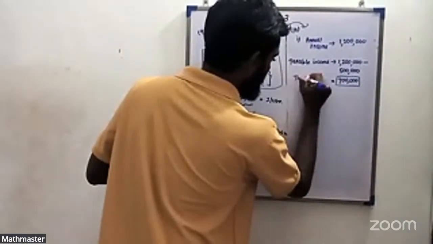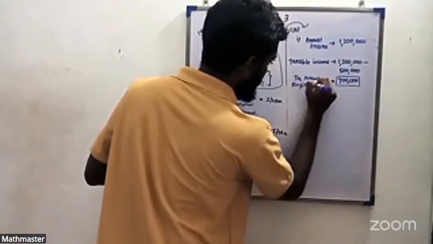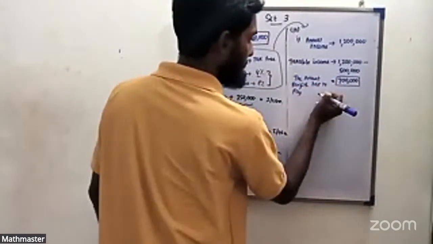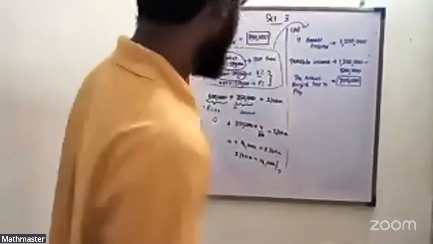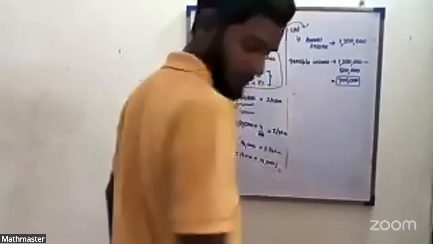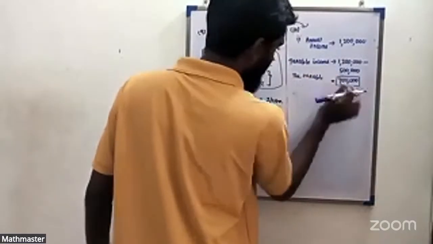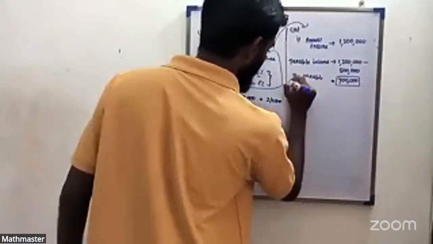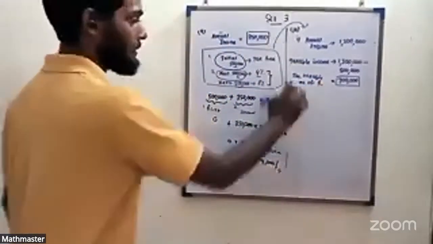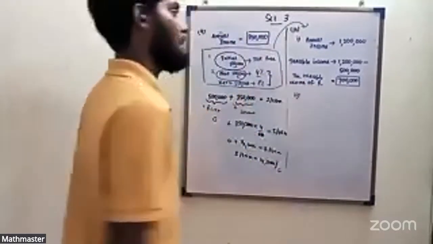So the taxable income of Ranjit, for this income only the tax will be coming. The taxable income of Ranjit is 700,000. I hope that it's clear. You have to understand this, right?